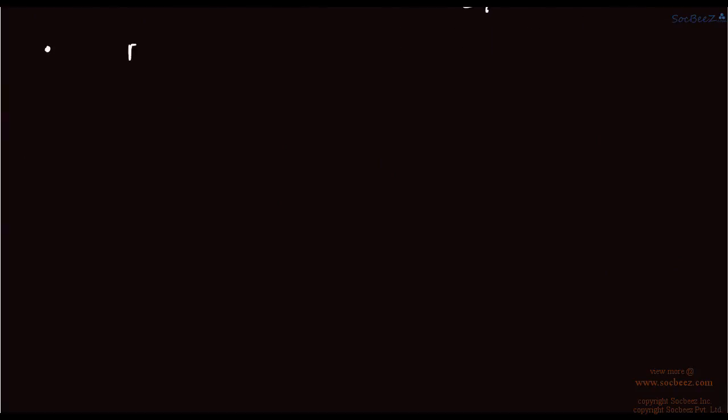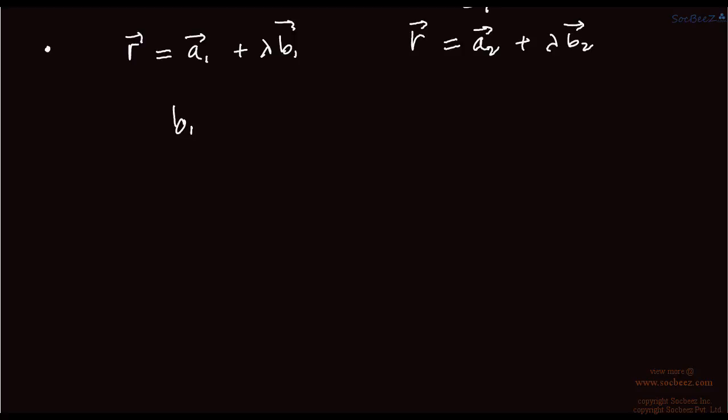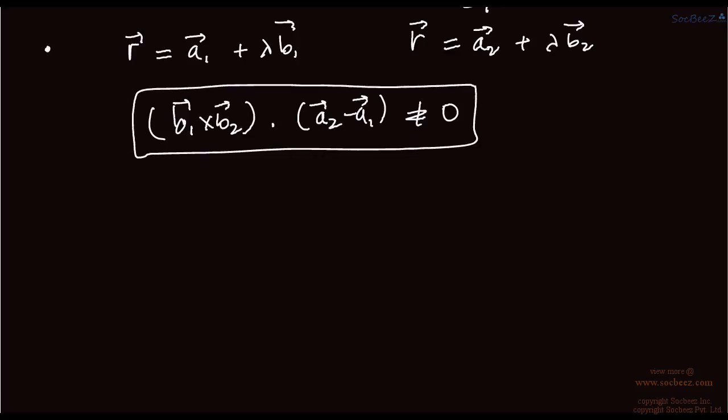Then the next condition is the vector form. If you are given two lines in vector form, then these can be the equations of the two lines, r equals a1 vector plus lambda b1 vector, and r equals a2 vector plus lambda dash b2 vector. Fine. So to be skew, there must be (b1 cross b2) dot (a2 minus a1) not equal to 0. If this condition is satisfied, then they are called skew lines.